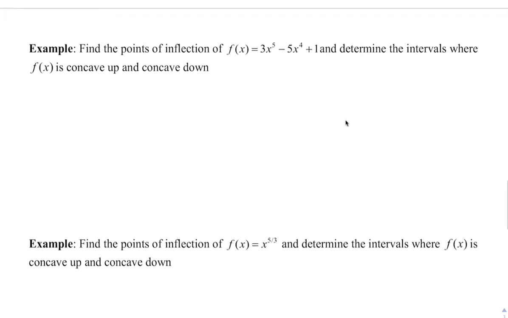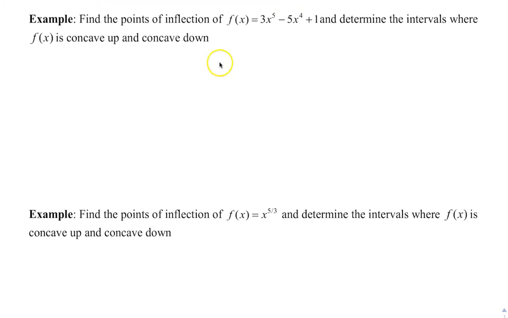So let's do that here. Let's do a couple examples. Find the points of inflection of f of x equals 3x to the 5th minus 5x to the 4th plus 1, and determine the intervals where it's concave up and concave down. So first thing I do is I have to take a derivative a couple times. So here's our first derivative: 15x to the 4th minus 20x cubed.